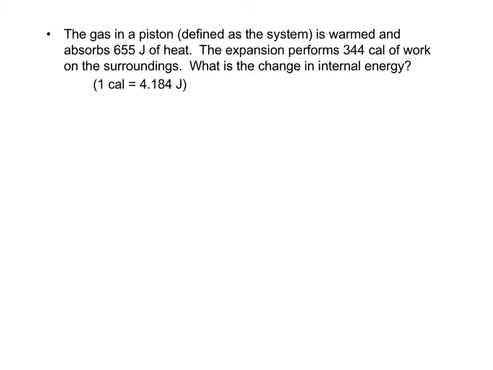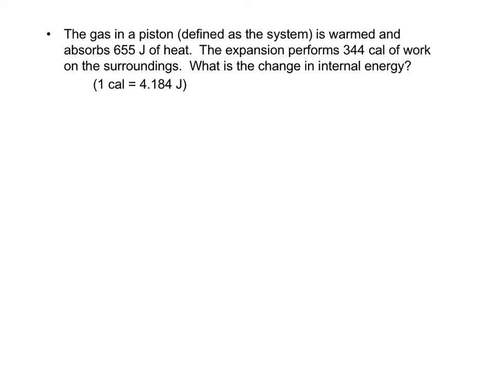We're going to finish with a little more quantitative example. We're told that the gas in a piston, and the gas in the piston is the system, is warmed and absorbs 655 joules of heat. And the expansion performs 344 calories of work on the surroundings. We want to know what the change in internal energy is. One thing we have to be careful of: they gave me the heat in joules and the work in calories. So I have to be aware of the units, and I also have to be aware of the signs that these things should have.